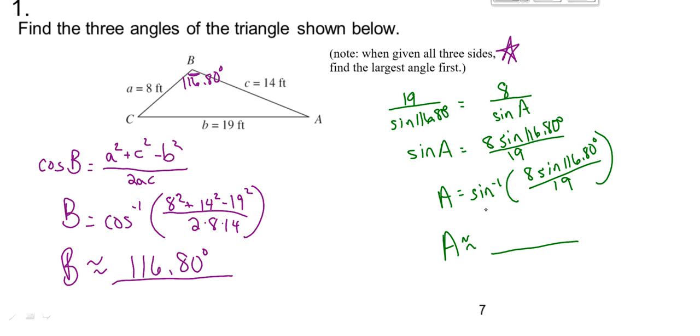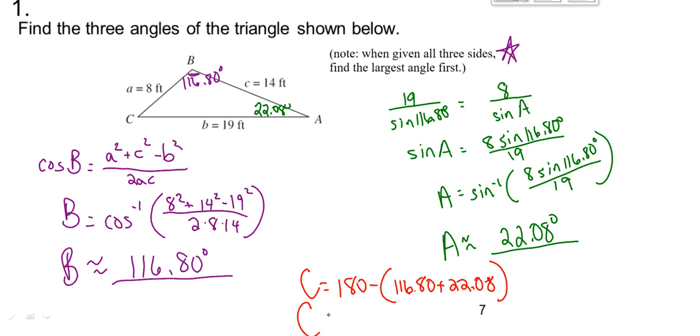Okay, and we should have gotten that A is 22.08 degrees. And likewise, we can now find C just using the fact that the sum of the angles of a triangle is 180 degrees. And so we can say that capital C is equal to 180 minus parentheses 116.80 plus 22.08. And so C is approximately equal to 41.12 degrees.